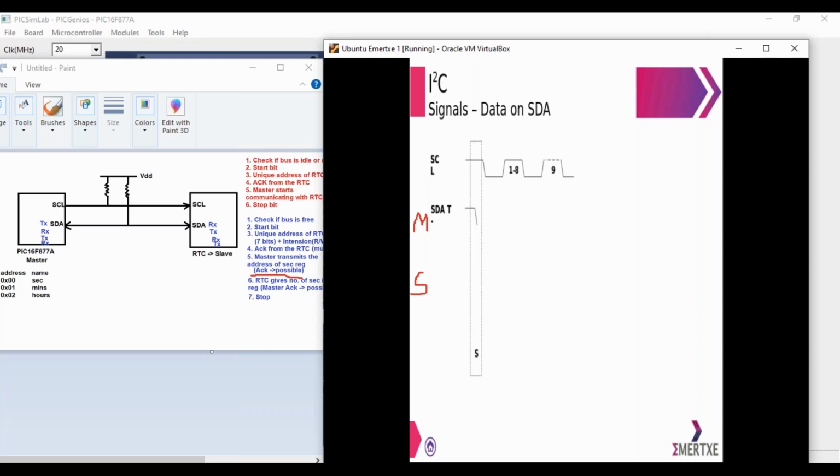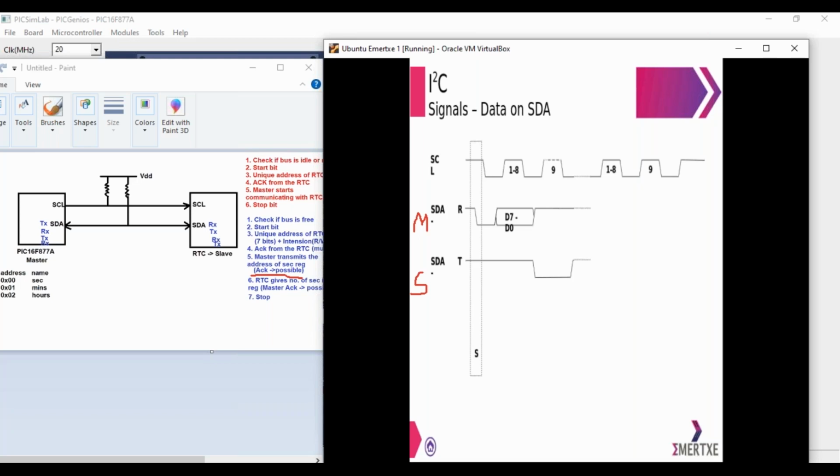So then the master transmits the second register's address and pulls the line up, representing that it is done transmitting the data. Now the slave, being the receiver, reads the second register's address and pulls the line low, representing it has received the second register's address. Now the transmitter and receiver are going to get interchanged, because the RTC should now give the value from the second register. Now the RTC turns out to be the transmitter and the master is going to be the receiver.